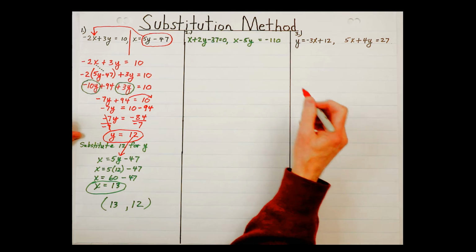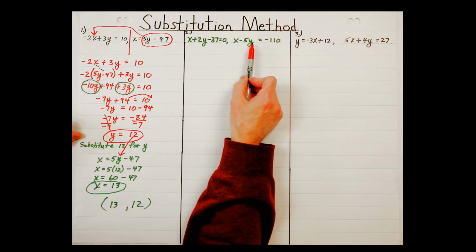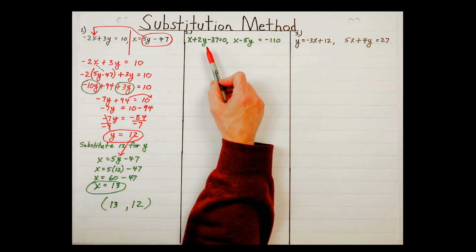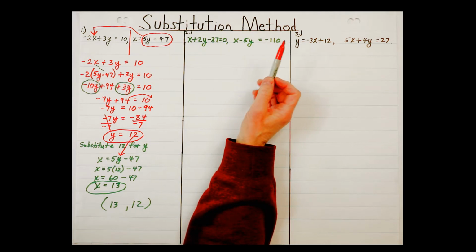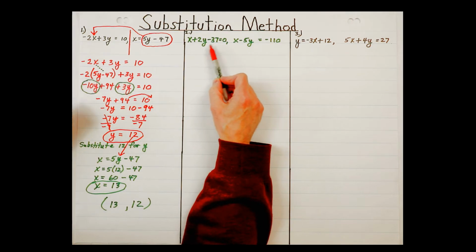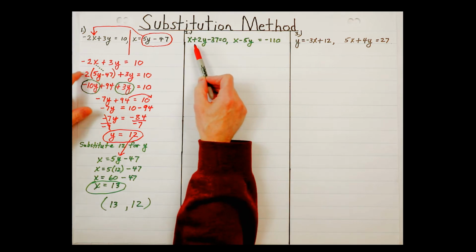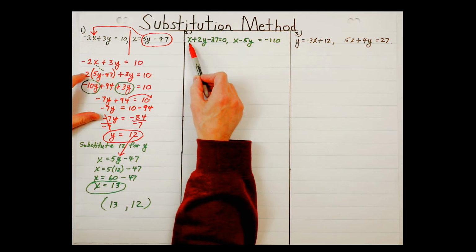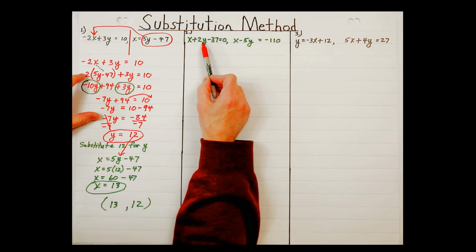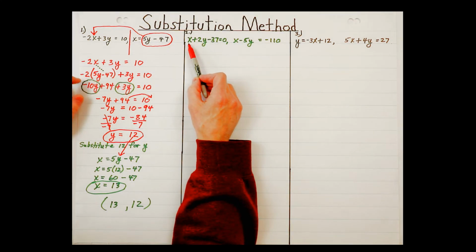Okay, let's look at number 2. Now we could choose to work with either equation here. It doesn't matter. But we do not have x or y isolated. So what I'm going to do is take the first equation and isolate x. It would be harder to isolate y because we'd have to divide by 2. Why divide by 2 when we can work with x and we don't have to divide by anything? We just have to get x by itself.